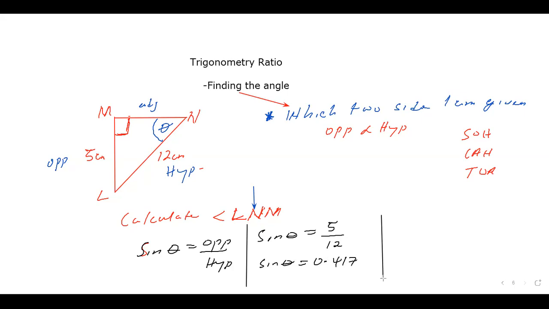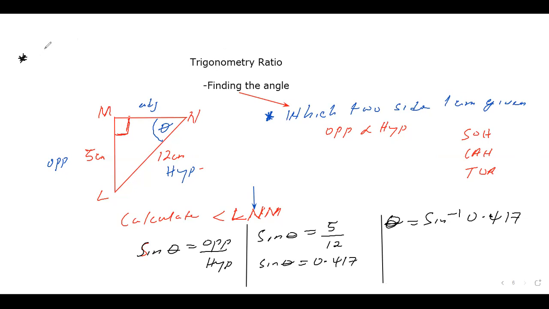When you finish, we are going to say that the angle, theta, is equal to sine inverse, that means sine -1. If you want to find an angle, you always use this formula, sine -1 of 0.417. It means you have to go to your calculator, and you are going to press this one here. I'm going to write it at the top here.